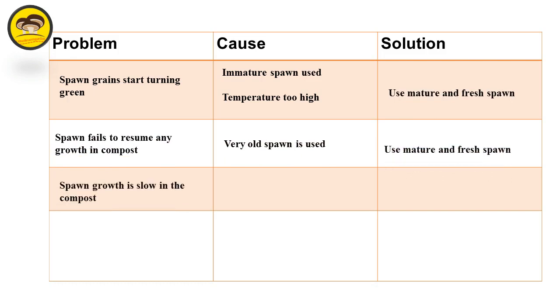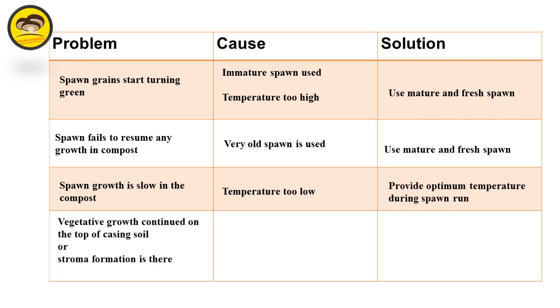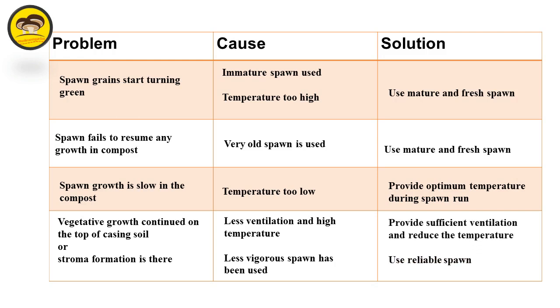Spawn growth is slow in the compost: temperature too low. Provide optimum temperature during spawn run. Vegetative growth continued on the top of the casing soil, or stroma formation is there: less ventilation and high temperature, less vigorous spawn has been used. Provide sufficient ventilation and reduce the temperature. Use reliable spawn.